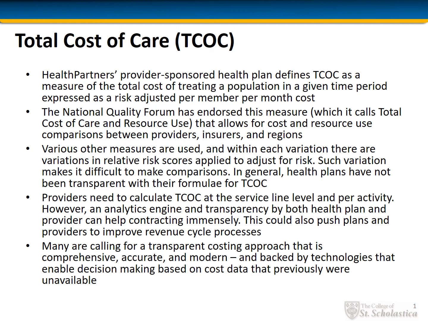NQF has endorsed the Health Partners measure of total cost of care, which it calls total cost of care and resource use, that allows for cost and resource use comparisons between providers, insurers, and regions. Just as with cost accounting itself, various other measures of total cost of care are used. And within each variation, there are variations in relative risk scores applied to adjust for risk. Such variation makes it difficult to make comparisons.